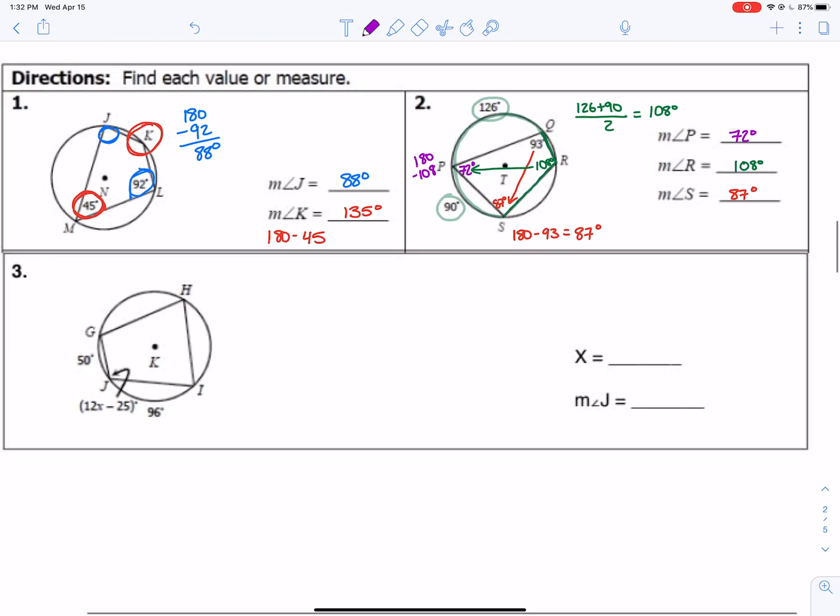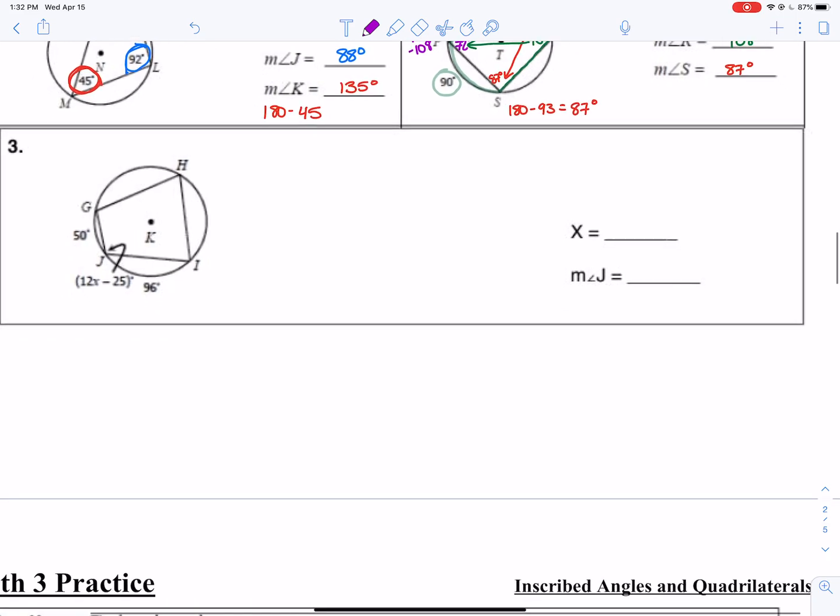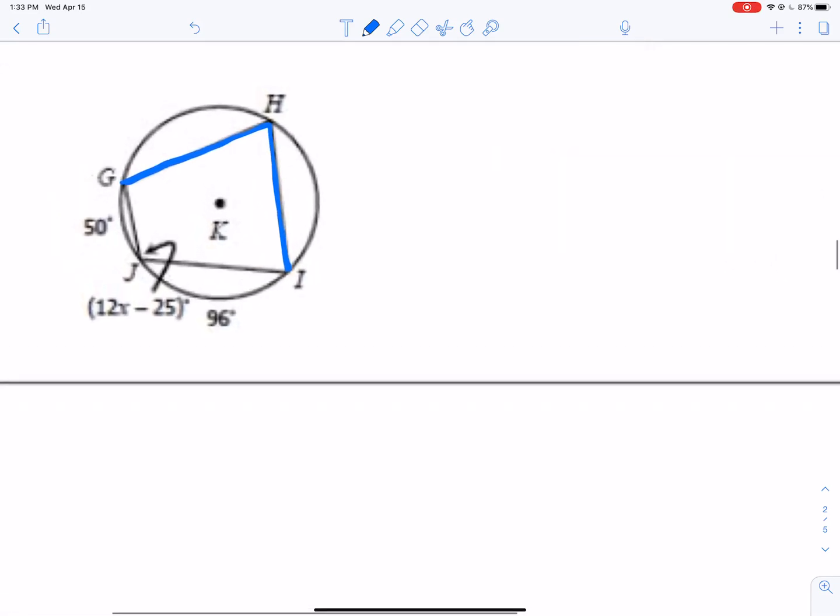Okay, I think we have one more last example. For number 3, it wants us to figure out x and the measure of angle J. Let's start with angle H, because H is going to help us to figure out the rest. We know that H is an inscribed angle, and it intercepts the arc GJI, this big arc out here, which we know the measure of because it was given to us. So we have 50 plus 96.